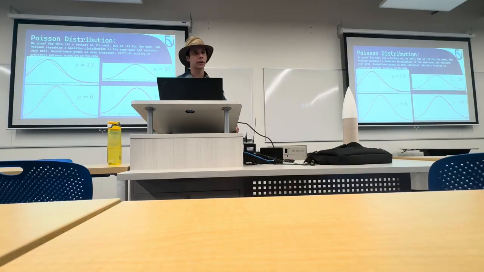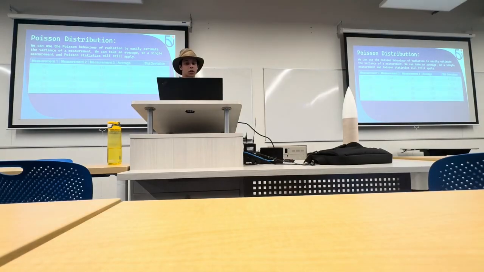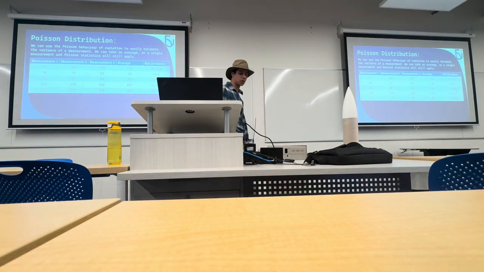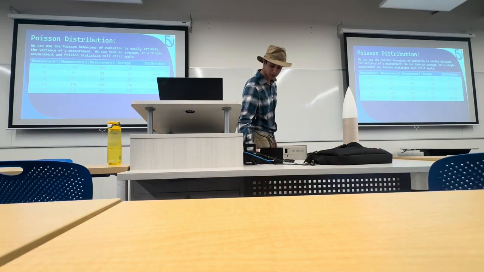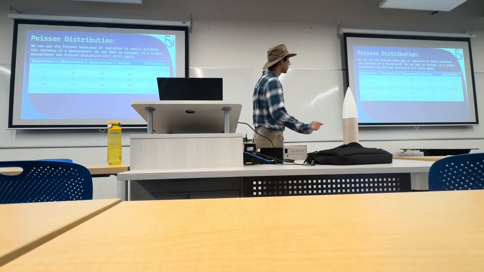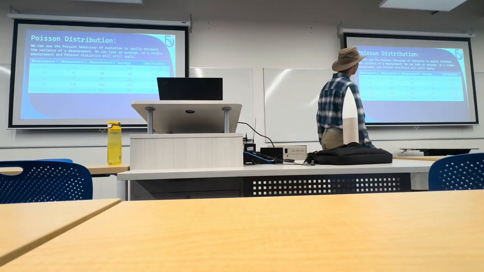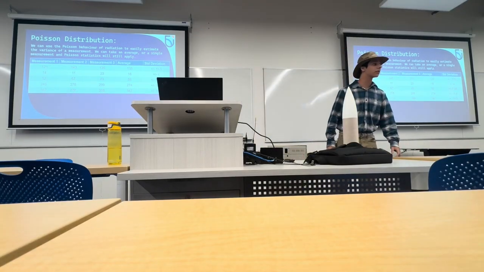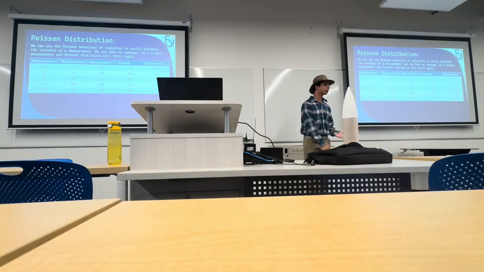But the interpolated curve is very, very much the same, and that is not a coincidence. You can, in fact, prove the Gaussian distribution from the Poisson distribution. It just takes a lot of effort and time. So we can take the Poisson behavior of radiation and use that to calculate the standard deviation on our radiation measurements quite easily.